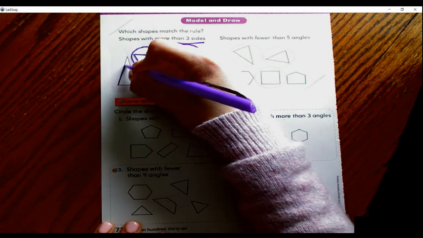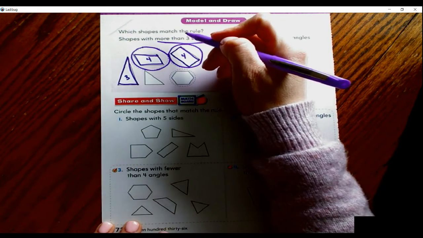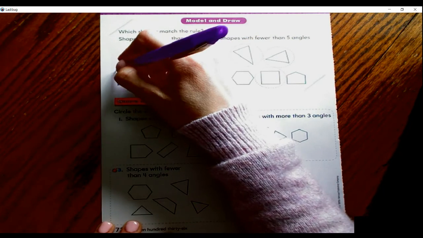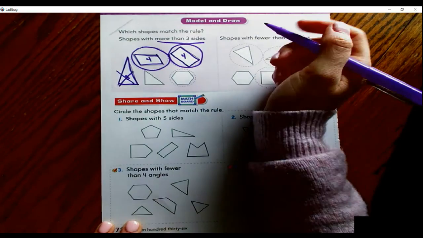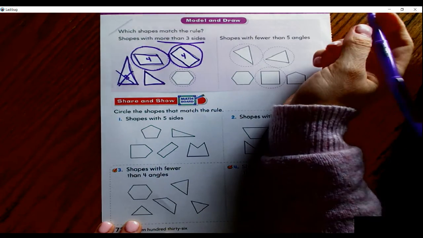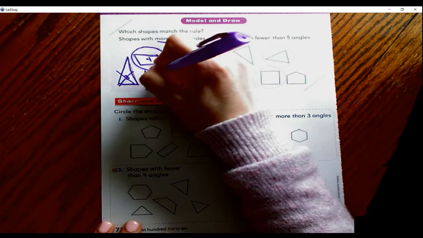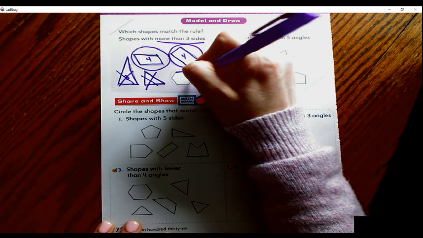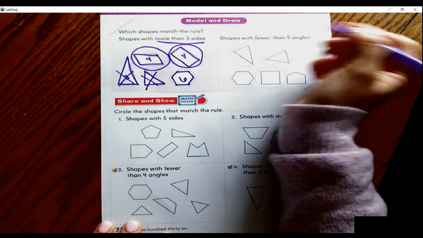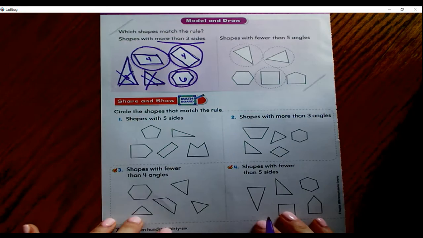This one, 1, 2, 3. This one does not have more than 3 sides. So you will not circle it, or if you want, you can put an X through it. 1, 2, 3. This also does not have more than 3 sides. 1, 2, 3, 4, 5, 6. This has 6, and 6 is more than 3, so I'm going to circle it.